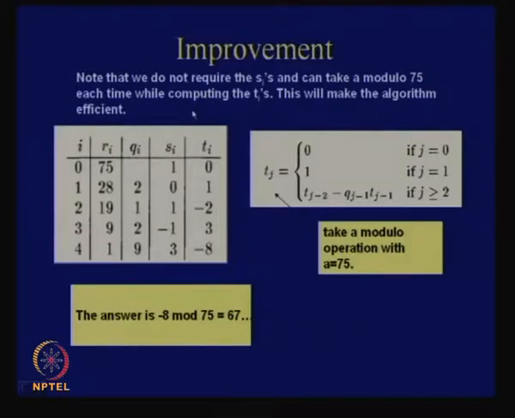So, note that we do not require the SIs and can take a modulo 75 each time while computing the TIs. So, this will make the algorithm more efficient. So, I can actually do without computing this column, and the answer which I will still get is minus 8. So, minus 8 mod 75 means 67, right.